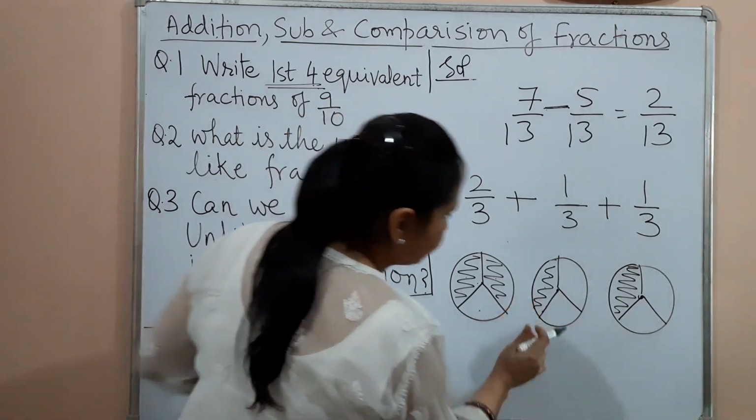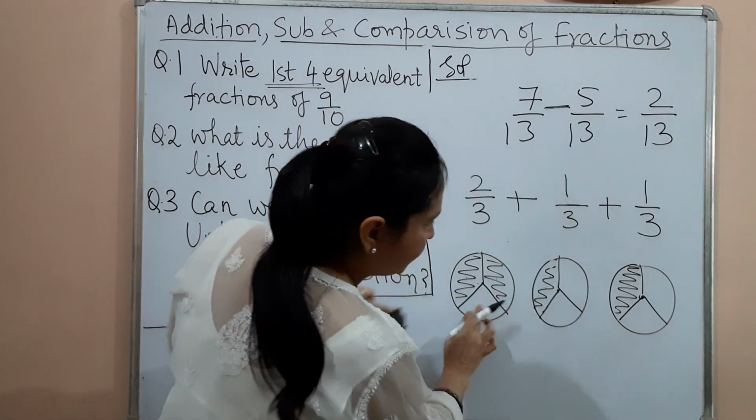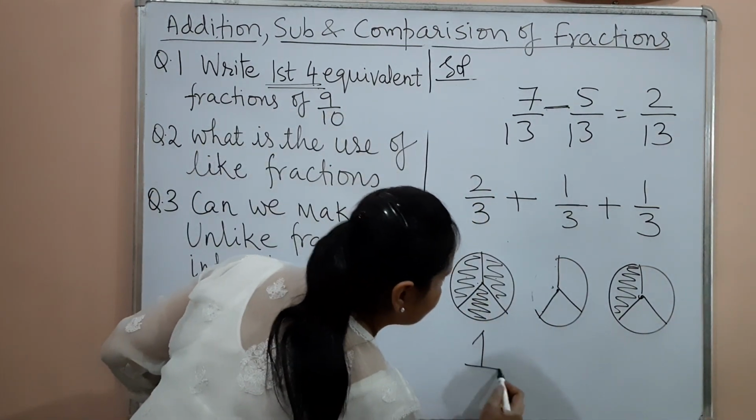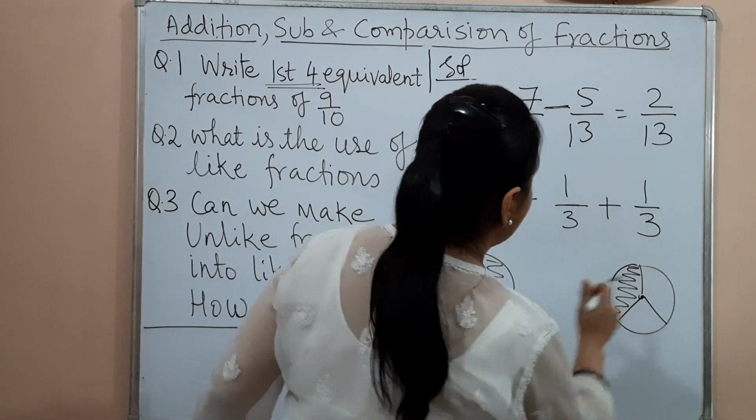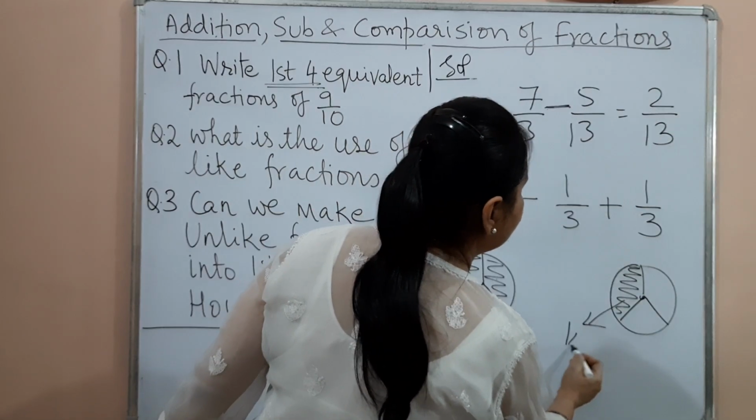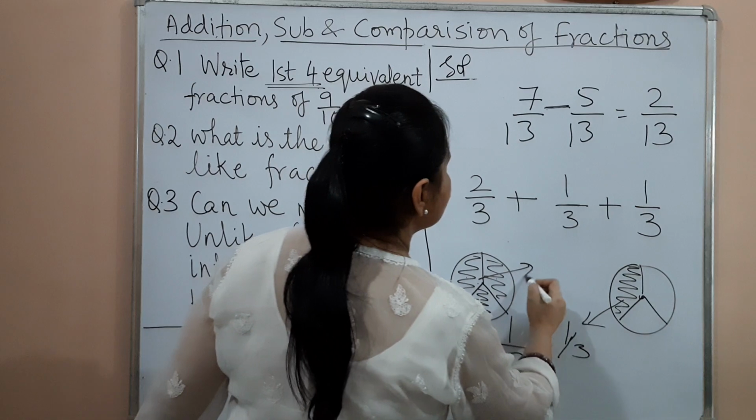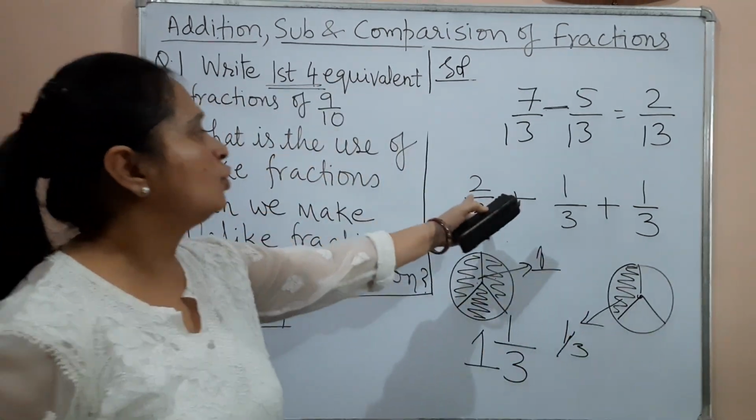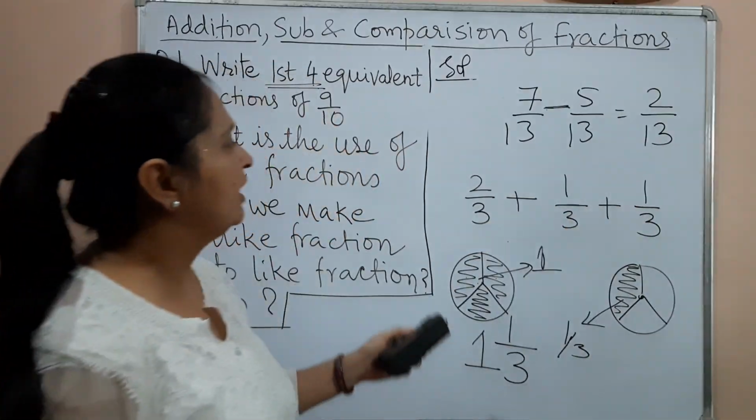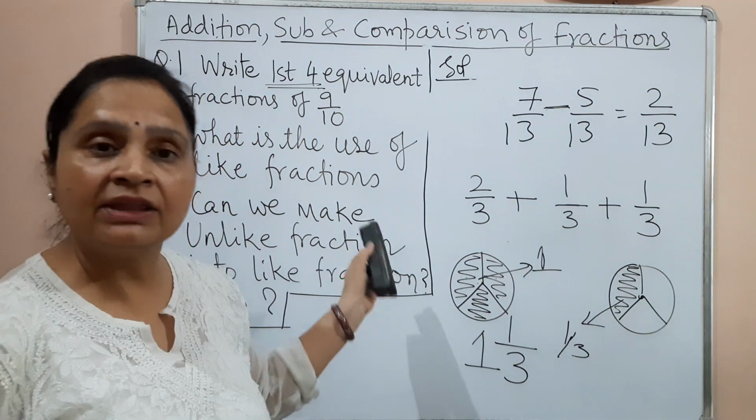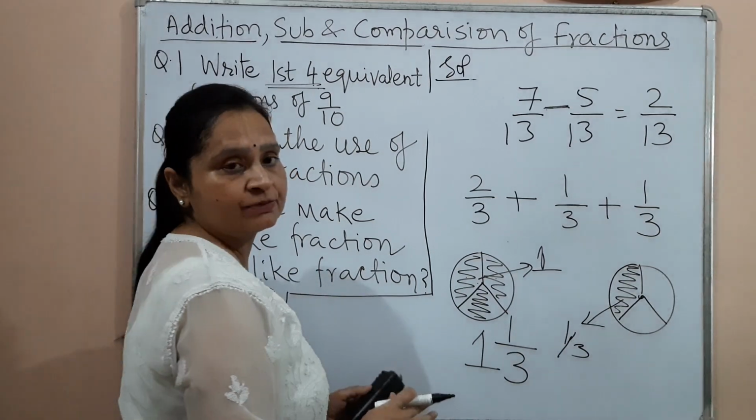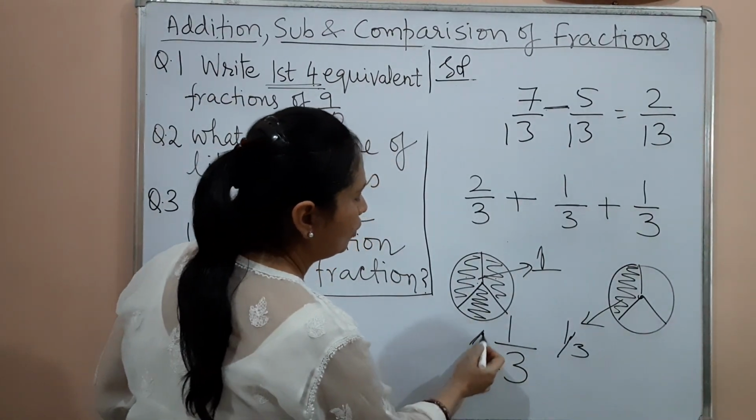If I take this and remove it here, this piece and this piece are equal, so I can take this also. That means you got 1 complete cake and a little more, which is 1 whole 1 upon 3. This is 1 by 3, and this is 1 complete. That means 2 by 3, 1 by 3, plus 1 by 3. If you add all of them, how did we add? With the help of a picture, or with the help of the example of a cake, I explained to you how we got 1 whole 1 upon 3.